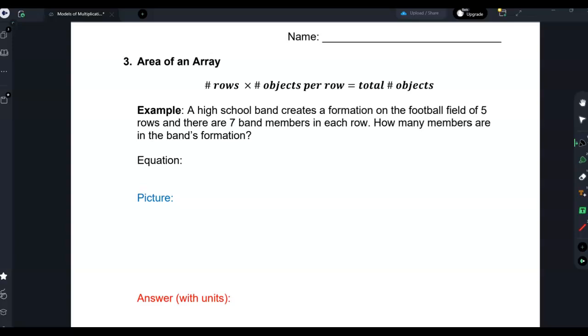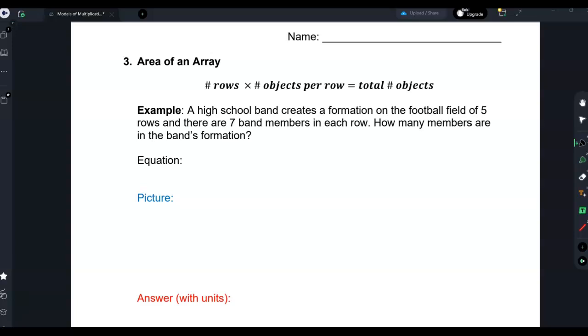Another multiplication model that's often used is an area or an array. Now, this could be in the form of a rectangle, because the way we find the area of a rectangle is length times width. And so we could realize that that's really multiplication, right? So we're just multiplying the length and the width. It doesn't necessarily have to be a rectangle though. It could just be objects that are formed into an array, meaning objects that are in rows and columns.